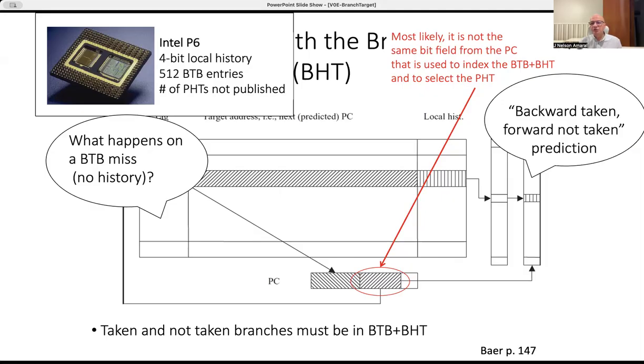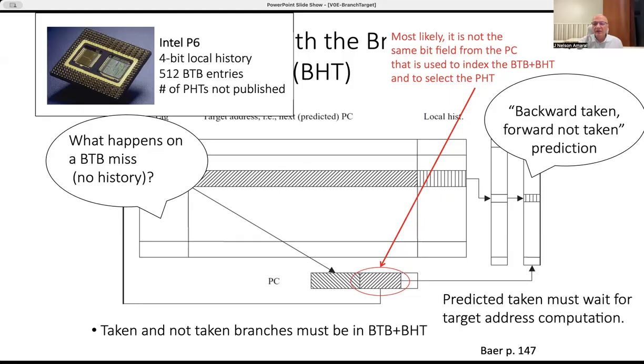In this case, the solution is to use a static prediction: if the branch is backward, it will be taken; if it's forward, it's not taken. But for predicted taken branches, we're going to have to wait for the target address computation in this case.